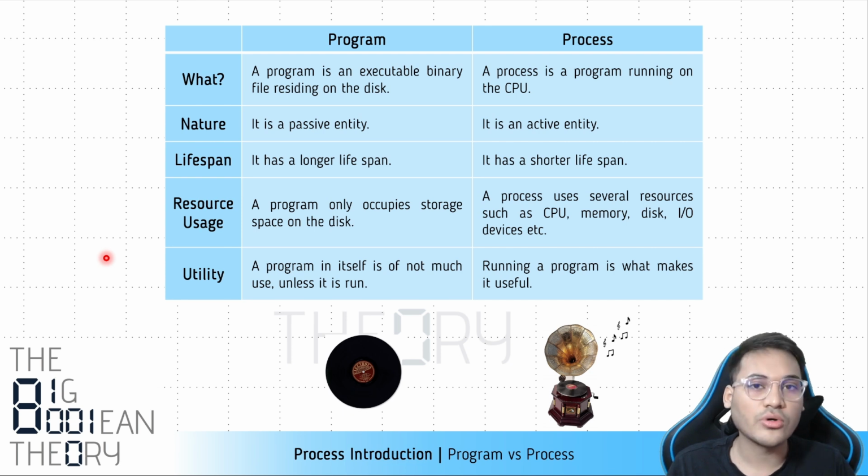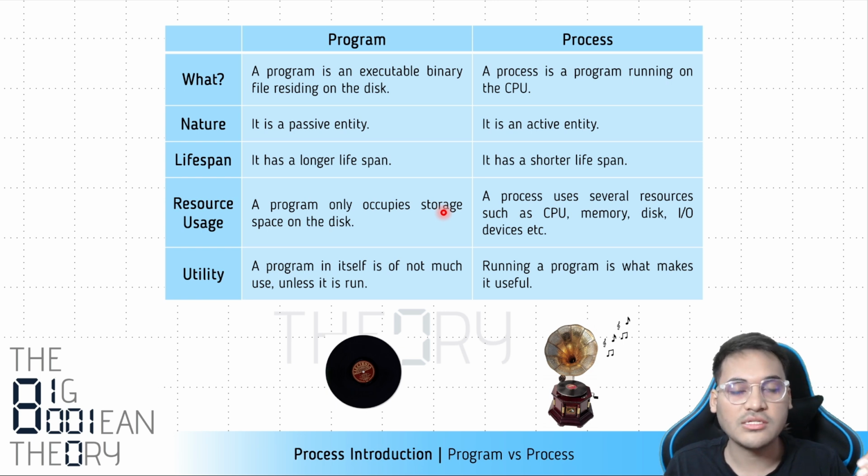So if you look at a program, then the only resource that it requires is some space on the disk. Since it's a file, all it requires is some storage space, right? But when you compare this with a process, it requires a whole bunch of resources. It's a running program. So first of all, it requires the CPU in order to execute the instructions of that program. Then it also requires some space in the memory, because that is where the data and instructions of the program will be residing when it is executing, right?